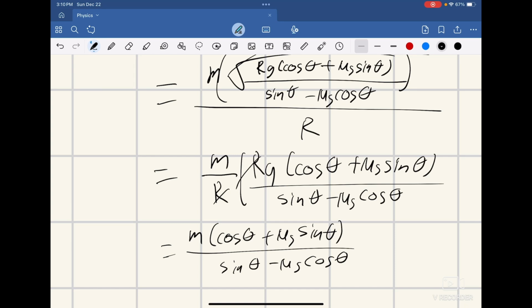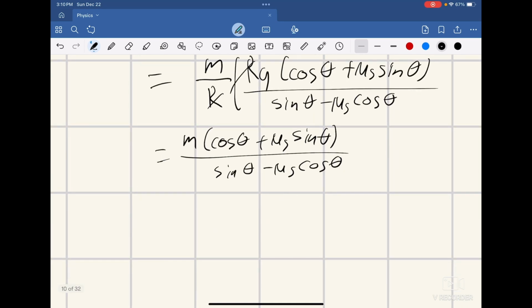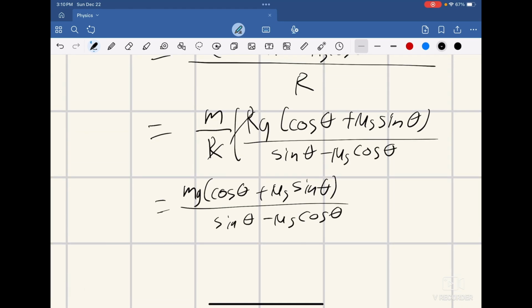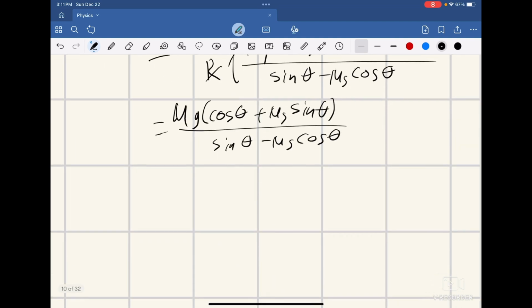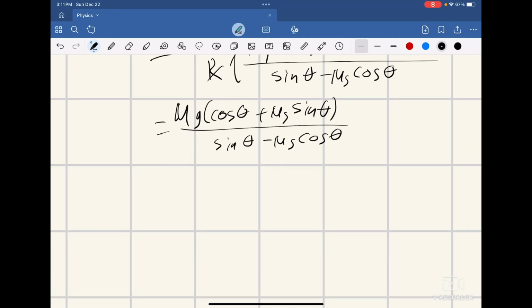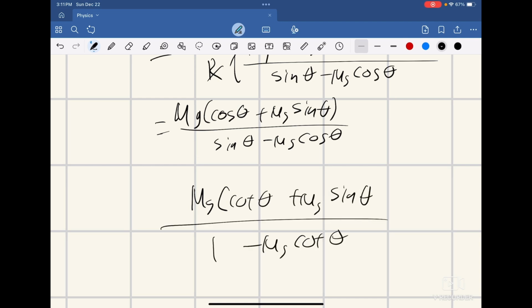And now, when we look at the formula that they give us, I forgot the g here, so it should be capital M g. The function that we want to get to is mg times cotangent theta plus mu s over 1 minus mu s cotangent theta. We already have mg for both, and we have mu s here. Okay, so this is what we're trying to get.